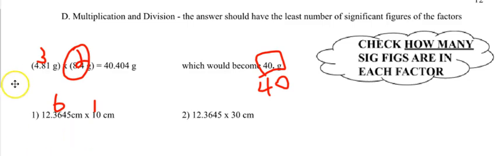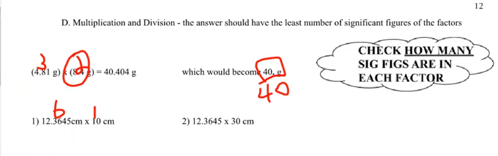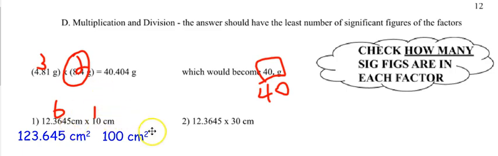Well, my calculator gives me this, but how many sig figs should I have? 6 or 1? 1. So only the 1 here is significant. So what place is the 1 in? It's in the hundreds, isn't it? So my answer is 100 centimeters squared.